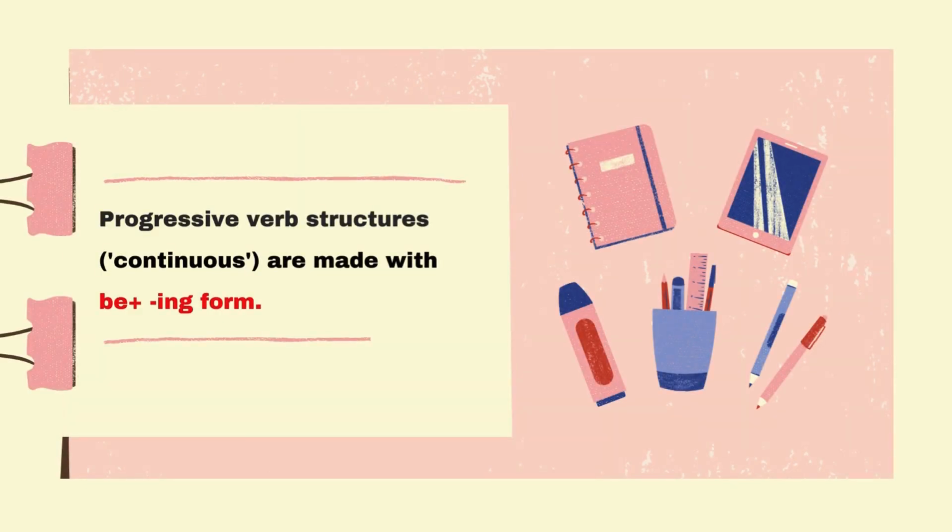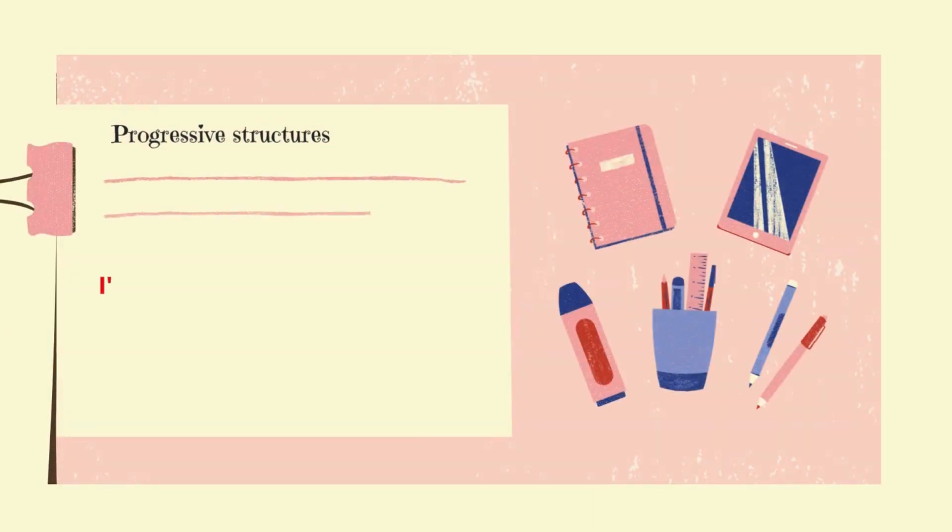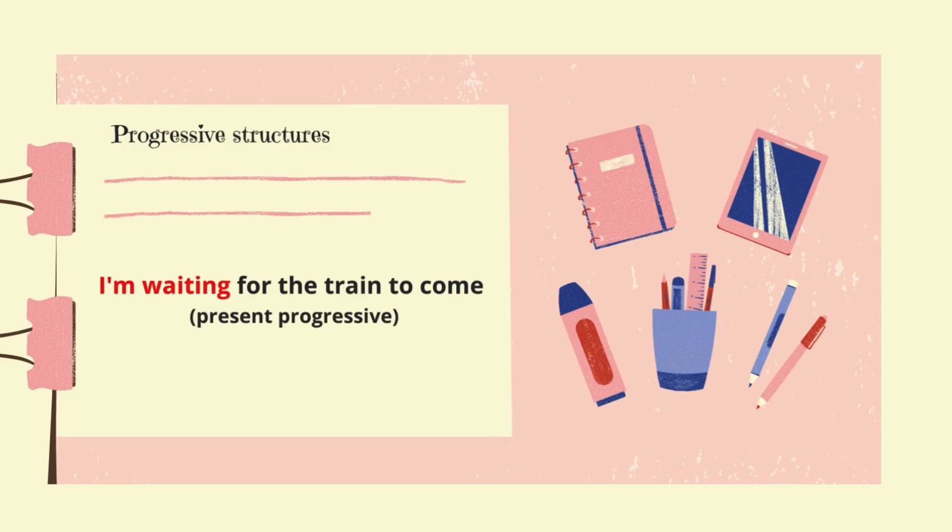Progressive verb structures, often referred to as continuous, are formed by combining the verb be with the ing form. This combination creates a sense of ongoing action or a state that is in progress. For instance, in the present progressive, we have I'm waiting for the train to come. Here, am, the present tense of the verb to be, is combined with waiting, indicating an action in progress.